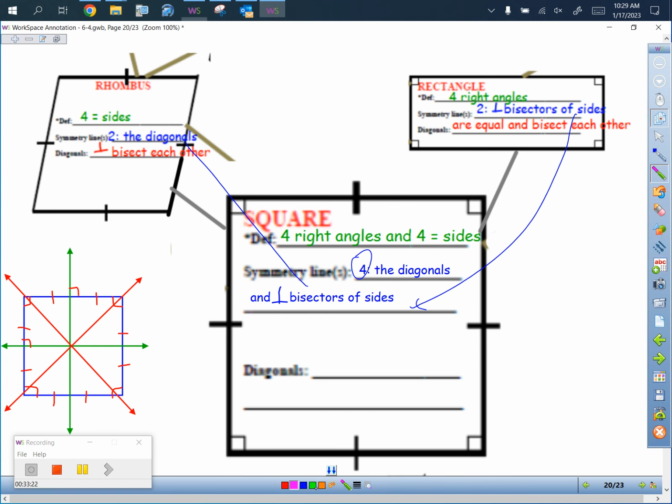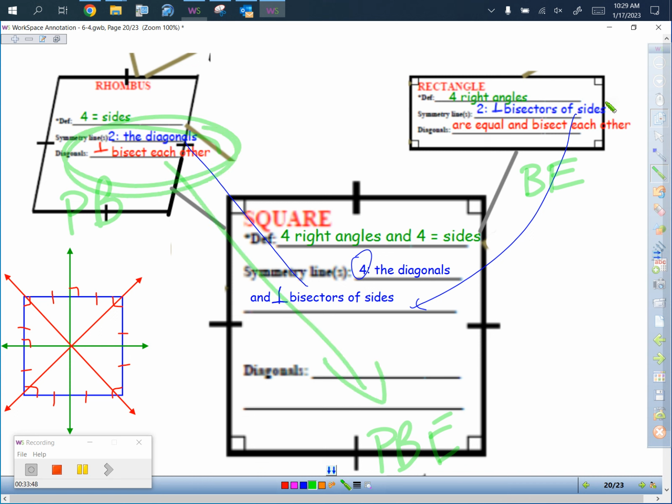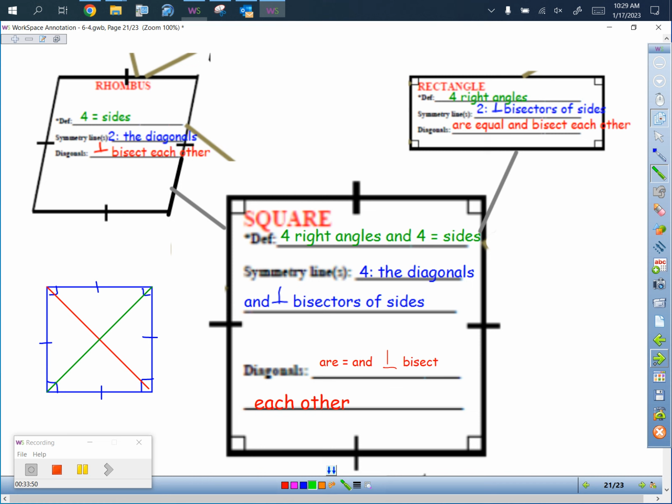And here's where we're at with our peanut butter every day. We got some peanut butter going on over here. We got some butter every day going on over here. I'm going to put them together. Should these diagonals of a square be perpendicular to each other? Yes or no? Yep. Should they bisect each other? Yes or no? Yep. Should they be equal? So put them together. The diagonals perpendicularly bisect each other and are equal. Are equal and perpendicularly bisect each other, or the other way around. They are equal and perpendicularly bisect each other.